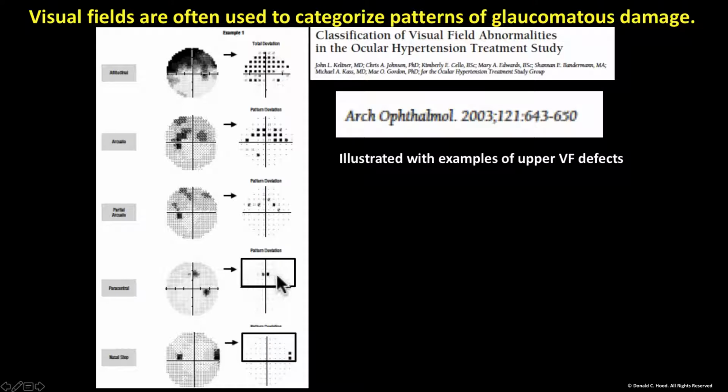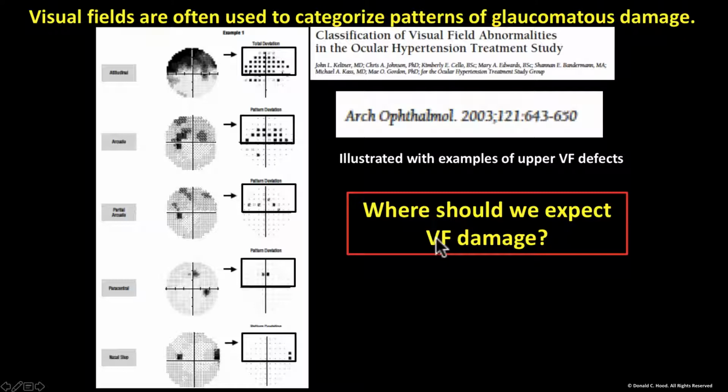Here's a paracentral defect, a couple points here crossing the midline. Here is a partial arcuate, which now has clear damage in both quadrants, but it may not completely connect with the blind spot. Here's arcuate damage, and then altitudinal.